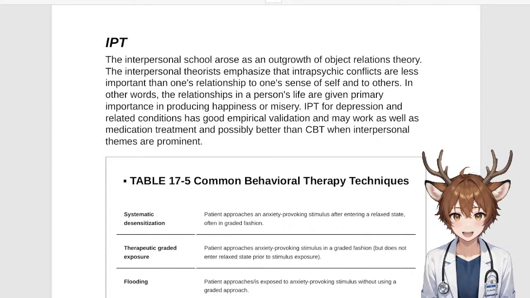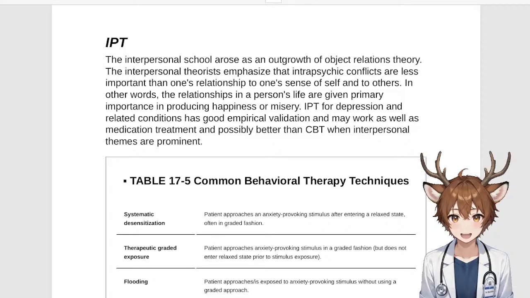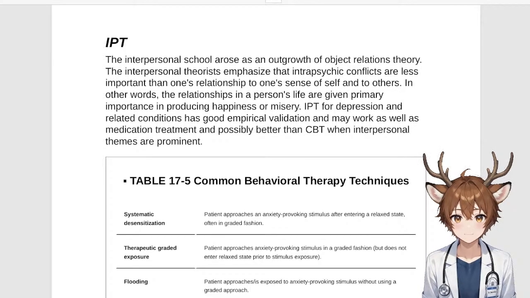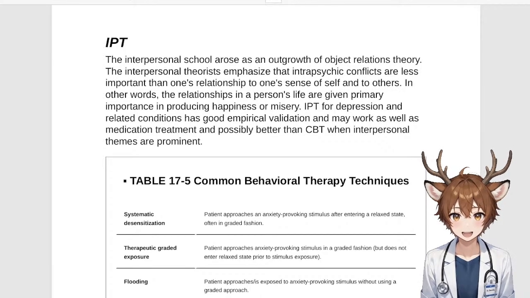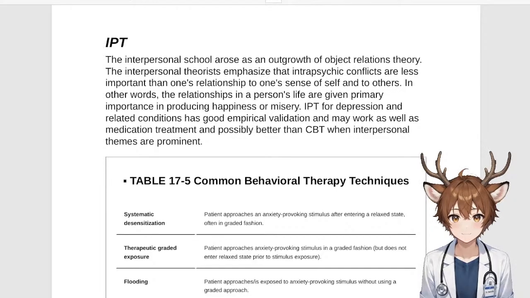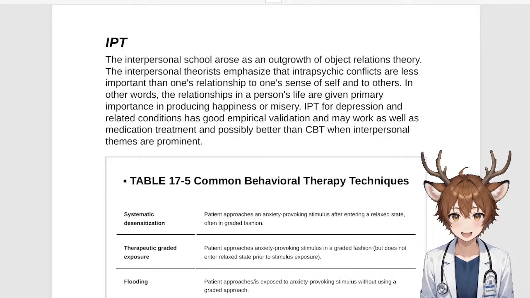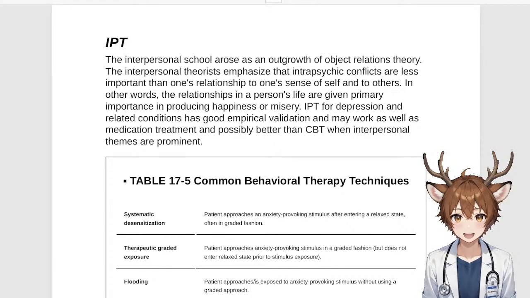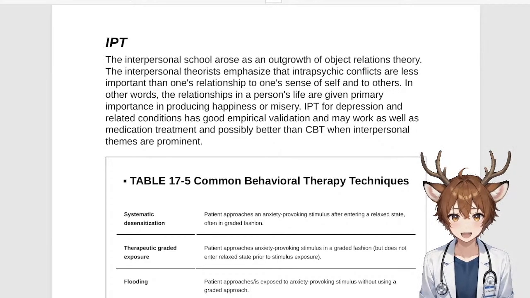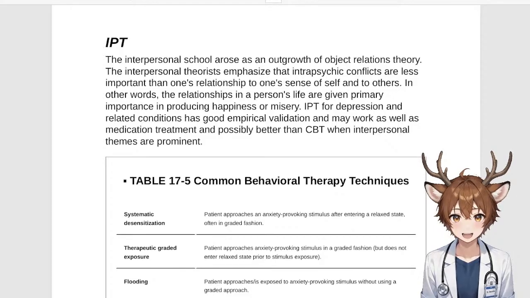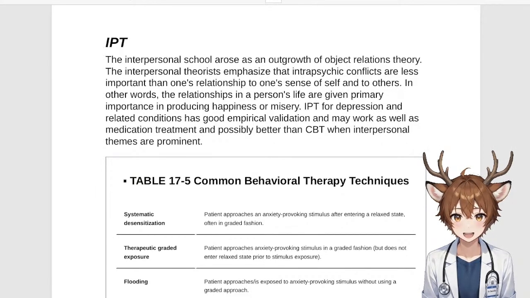IPT. The interpersonal school arose, so I guess that's interpersonal theory. The interpersonal school arose as an outgrowth of the object relations theory. The interpersonal theorists emphasize that intrapsychic conflicts are less important than one's relationship to oneself or sense of self and to others. In other words, the relationships in a person's life are given primary importance in producing happiness or misery.